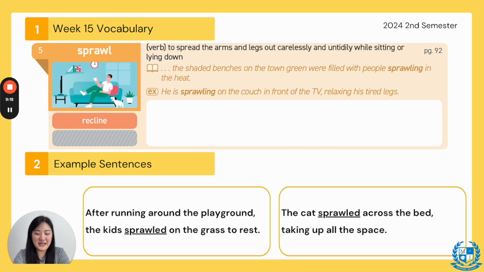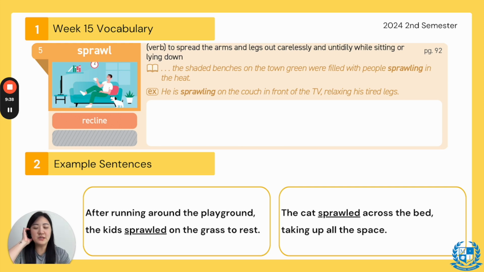Let's move on to our novel words. The first one, number 5, is sprawl. Everyone say sprawl. The synonym is recline, and it is a verb. It means to spread the arms and legs out carelessly and untidily while sitting or lying down.